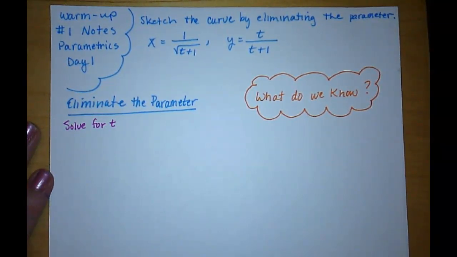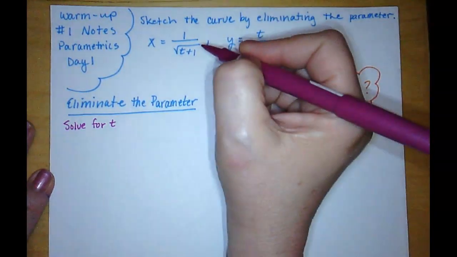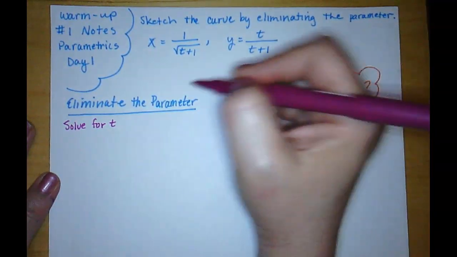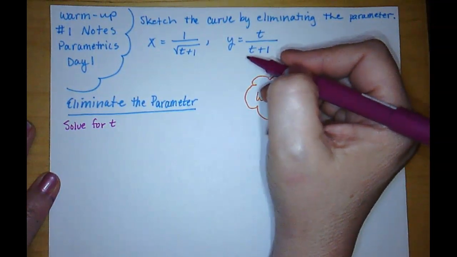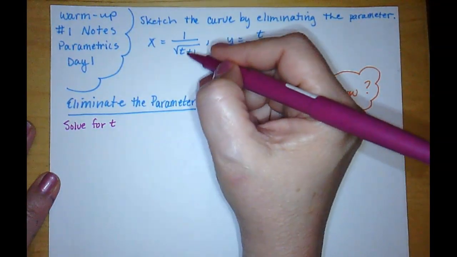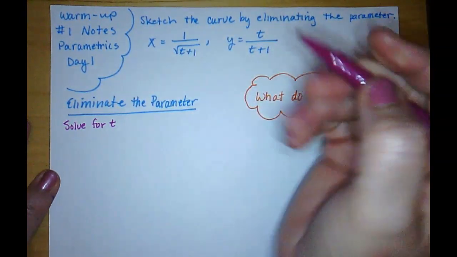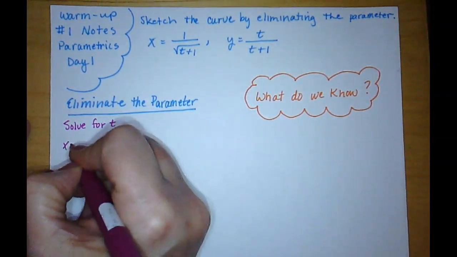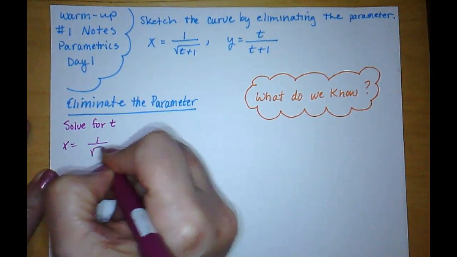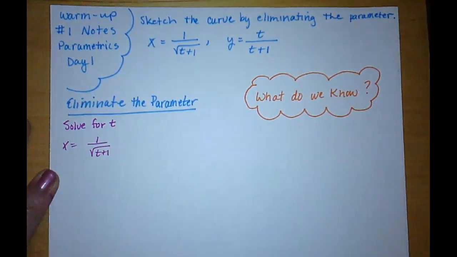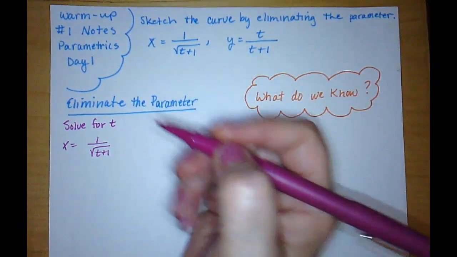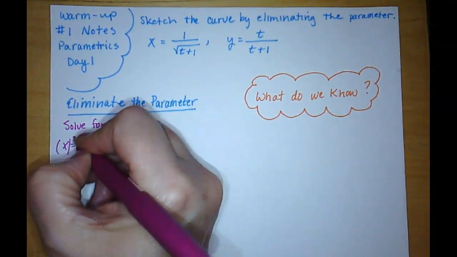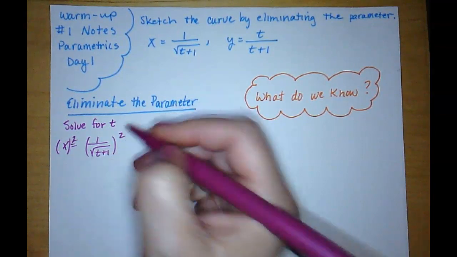You have to decide what looks good to you, and you could technically go either way, solving for whichever t you wanted. But since there are 2 t's over here, I'm going to go ahead and solve for this one because it only has a single t in the bottom. So I'm going to take x equals 1 over square root of t plus 1. To get down to the bottom, I need to get rid of that radical. In order to do that, I'm going to square both sides of my equation.